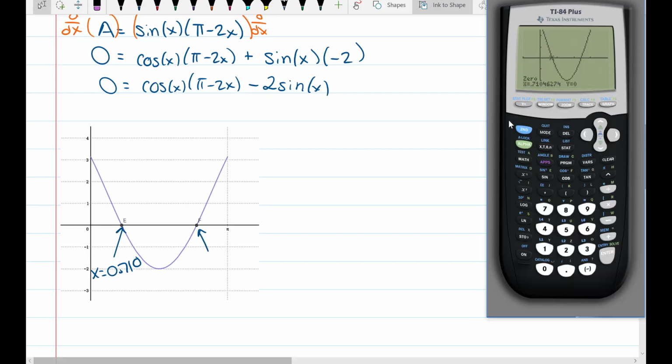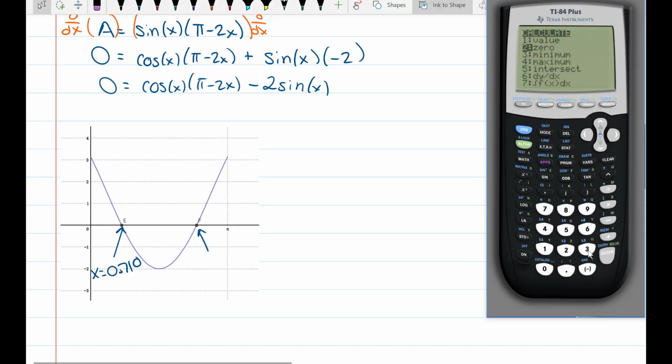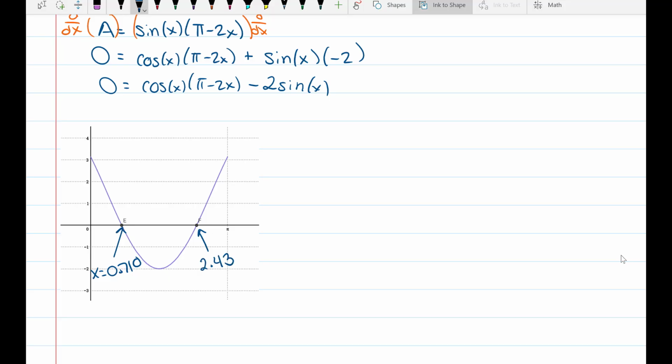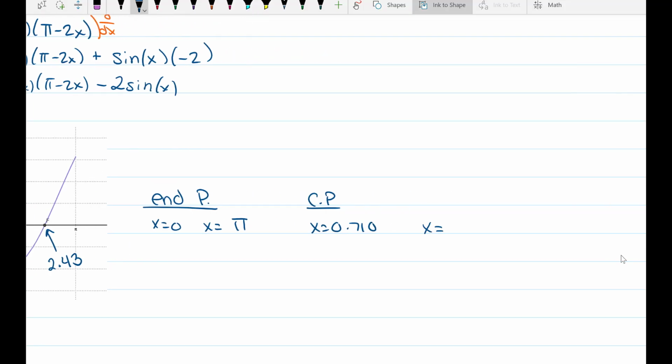And here we're going to do it again. Second calc for the zero. Here's my left bound, and then over here, there's my right bound, and I'm guessing that it's about right there. So this gives me 2.43. Okay, so we have our endpoints, which are x equals 0 and x equals pi. And we have our critical points, which are x equals 0.710 and x equals 2.43.